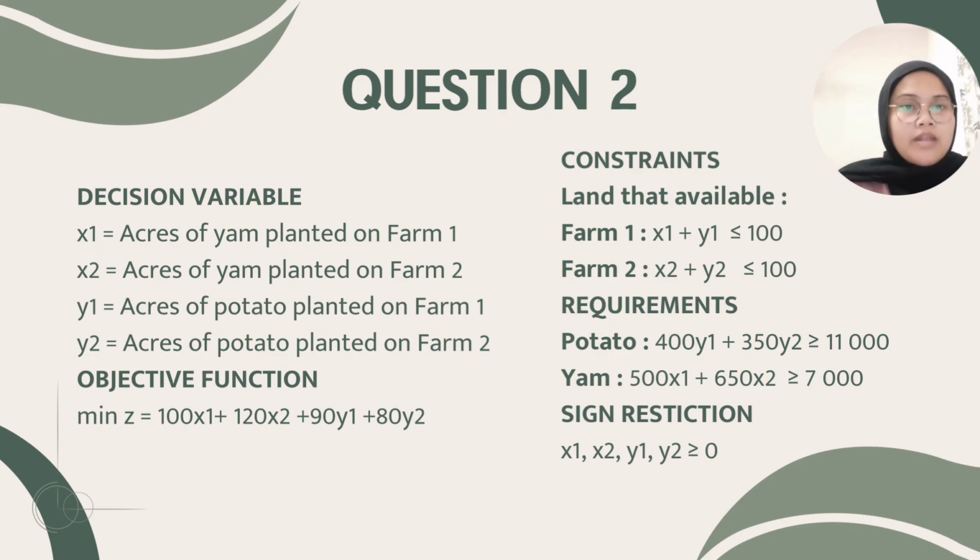So for the constraints, we get that potato: 400 y1 plus 350 y2 more than or equal to 11,000 kgs, and yam: 500 x1 plus 650 x2 more than or equal to 7,000. Okay, so for the sign restriction, it's just x1, x2, y1, y2 more than or equal to 0.